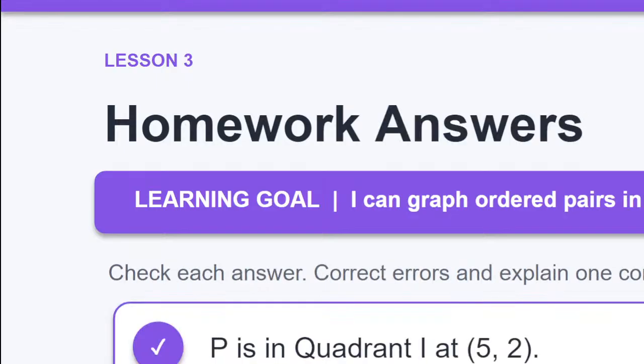Answer for number 1, P is in quadrant 1 at (5, 2). Number 2, Q is in quadrant 2 at (−2, 4). Number 3, R is in quadrant 3 at (−5, −3). Number 4, S is in quadrant 4 at (3, −4). Number 5, T lies on the y-axis at (0, 5).